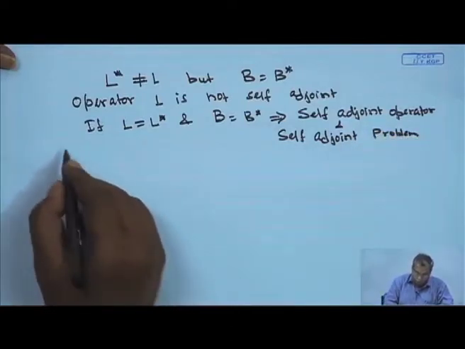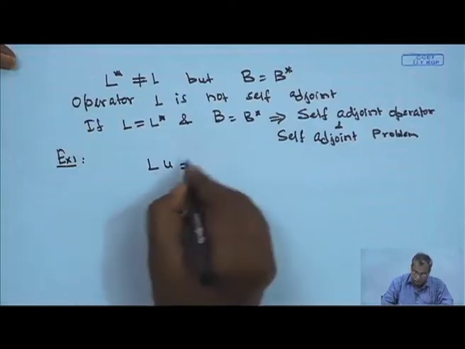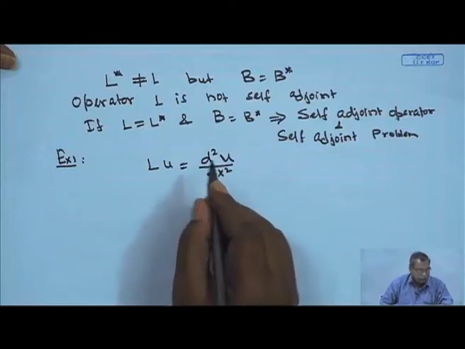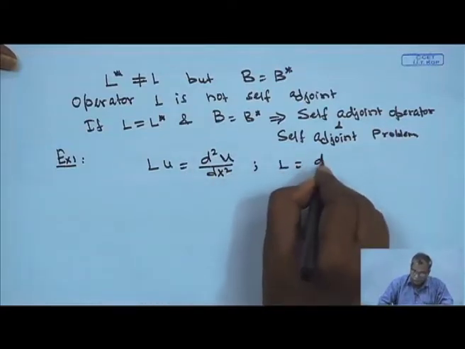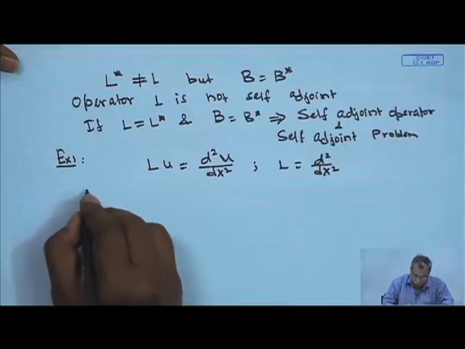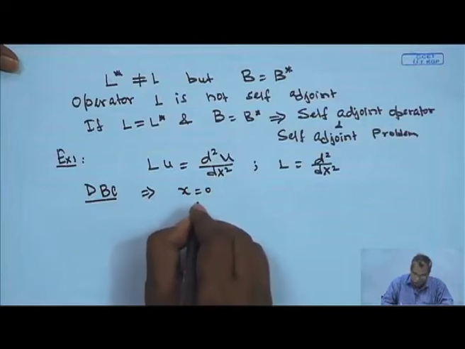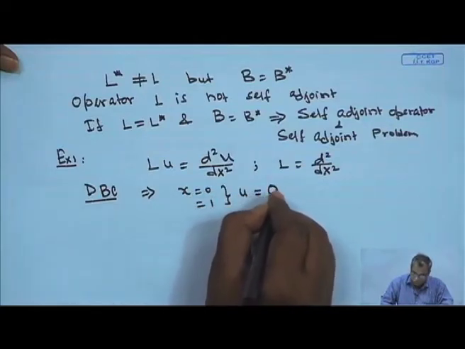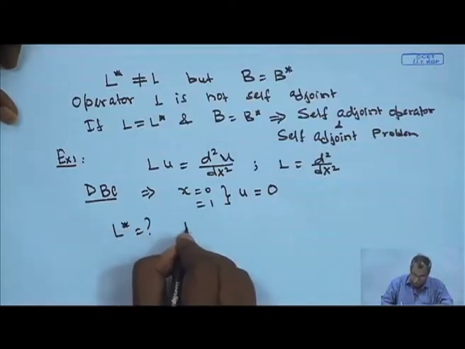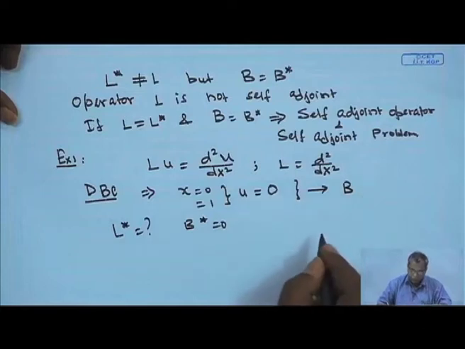Okay. So, let us look into one example. Let us consider the Laplacian operator in one dimension, d square u dx square. So my operator is the Laplacian in one dimension, d square dx square, and let us look into the boundary condition. The boundary condition is at x is equal to 0 and x is equal to 1, let us say u is equal to 0. Now let us find out what L star is and what B star is in this problem. So this boundary condition is nothing but the B of the original problem.